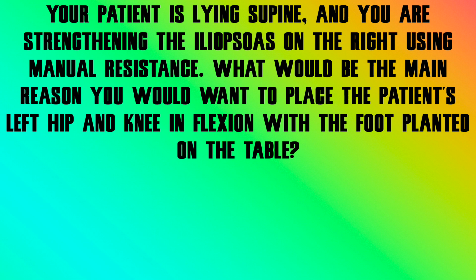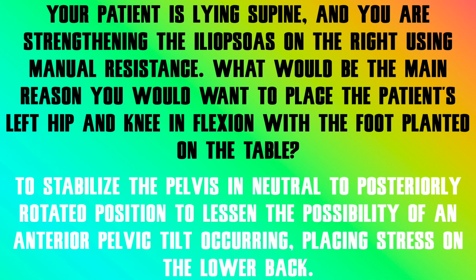Your patient is lying supine and you are strengthening the iliopsoas on the right using manual resistance. What would be the main reason you would want to place the patient's left hip and knee in flexion with the foot planted on the table? The answer is to stabilize the pelvis in neutral to posteriorly rotated position to lessen the possibility of an anterior pelvic tilt occurring, placing stress on the lower back.